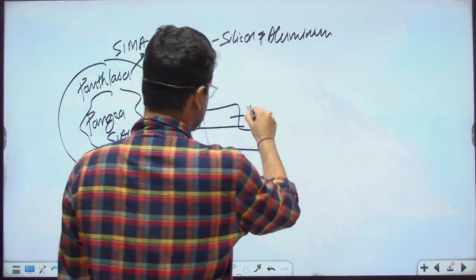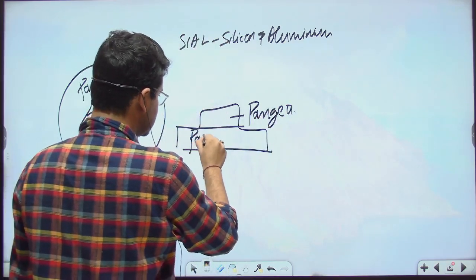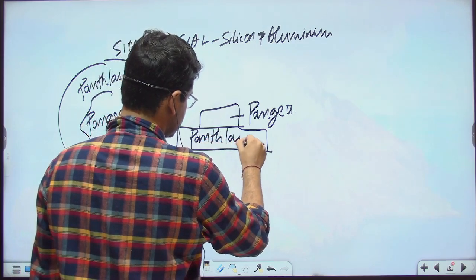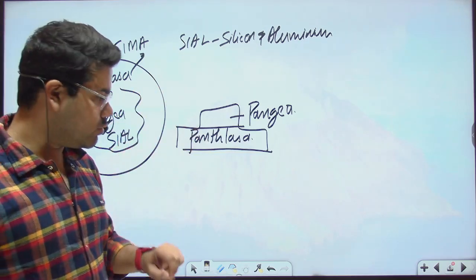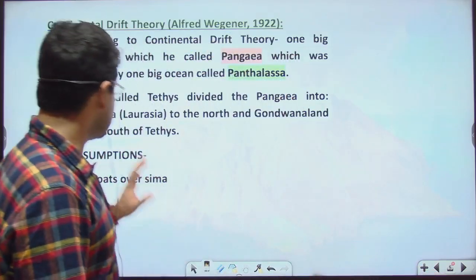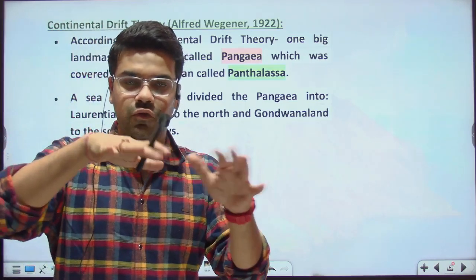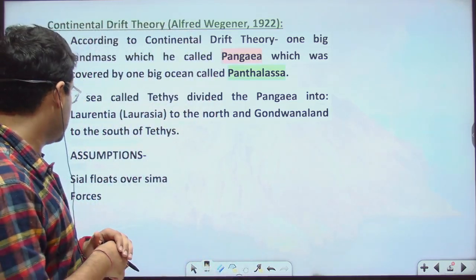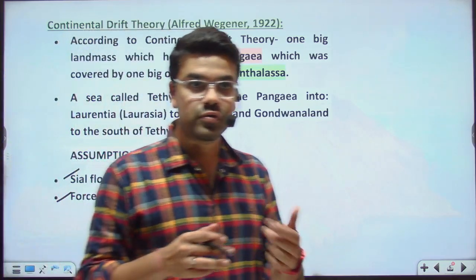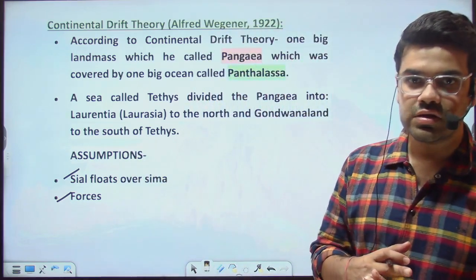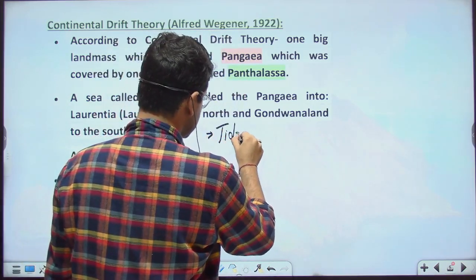So the scenario is somewhat like this: Pangaea is floating over the Panthalassa. The Sial, the continent, is floating over the ocean. This was the first assumption that he made. Fair enough. Now, second, Sial floats over Sima. He said there are certain universal forces in nature. What are those universal forces? The first force is the tidal force.